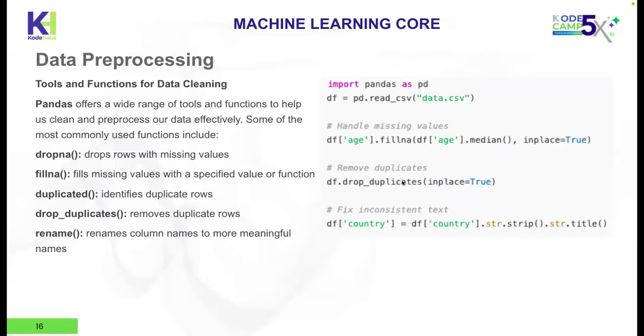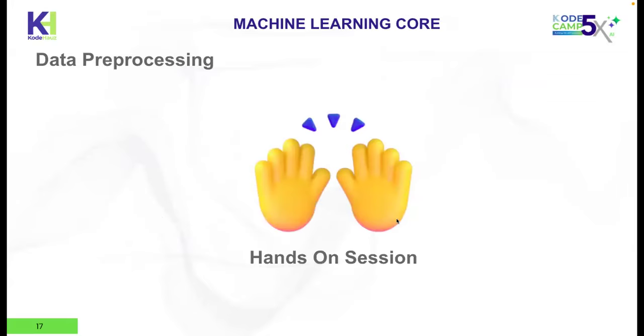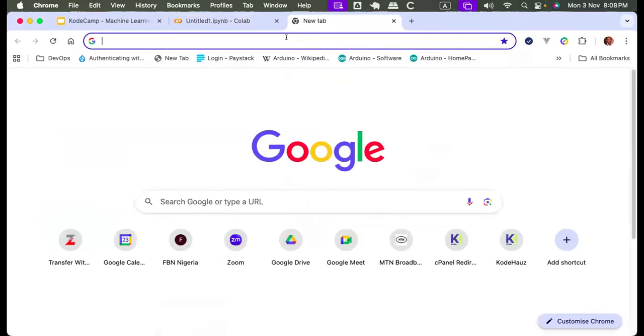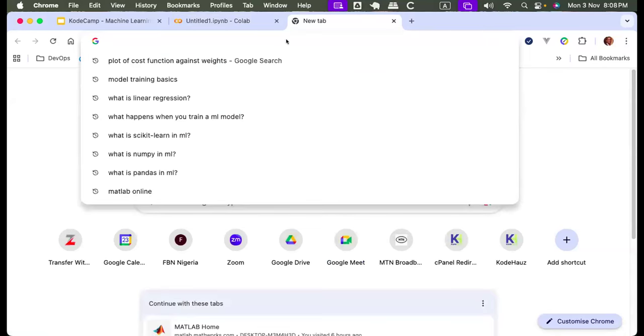Then you have drop duplicates, which allows you to drop duplicates. And then you can also fix inconsistent text. So we're going to do a bit of hands-on session, and I'm just going to go straight to this Jupyter notebook. So the first thing I want to do is go to Kaggle, right?